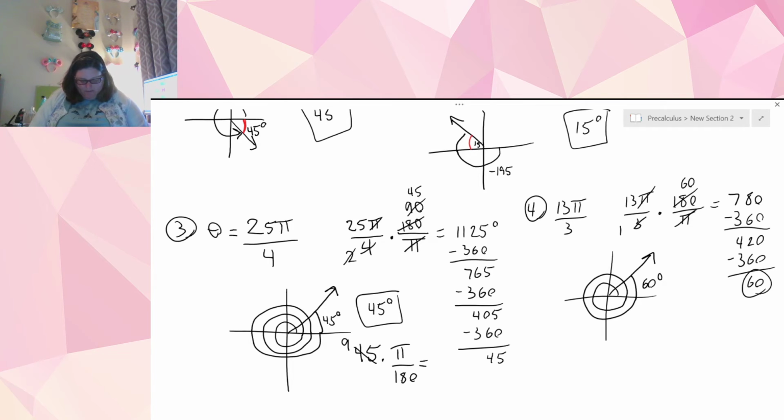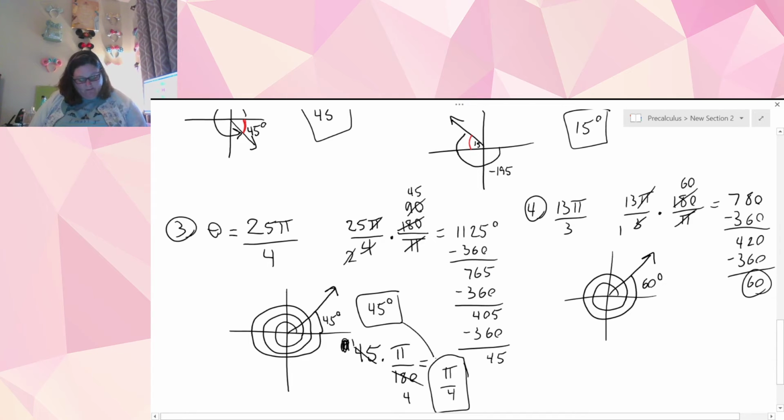So 180 divided by 45 is 4. Okay? So 180 divided by 45. So 45 goes into 180 4 times. And 45 divided by 45 is 1. So we get pi over 4. Okay? So 45 is the same as pi over 4.